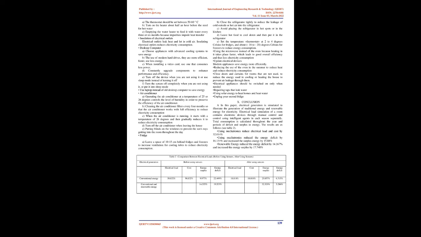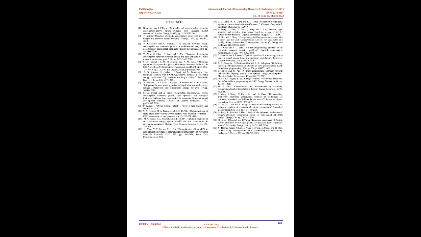Air conditioner. A. Operating the air conditioner at a temperature of 25 or 26 degrees controls the level of humidity in order to preserve the efficiency of the air conditioner. B. Cleaning the air conditioner filters every 4 months so that the air conditioner works with full efficiency to reduce electricity consumption. C. When the air conditioner is running, it starts with a temperature of 26 degrees and then gradually reduces it to reduce electricity consumption. D. Turn off the air conditioner when leaving the house. E. Putting blinds on the windows to prevent the sun's rays getting into the room throughout the day.